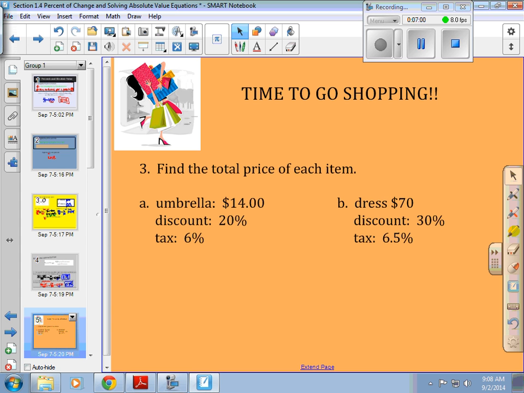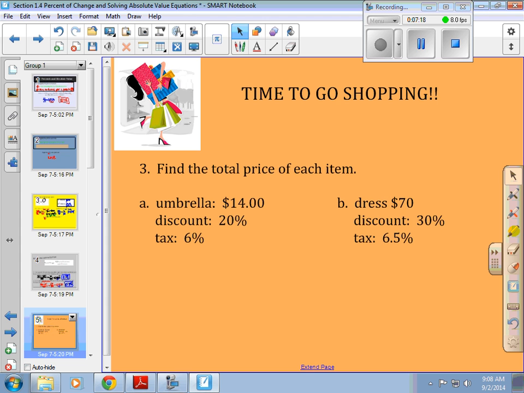Now, time to do some shopping, okay? What they want us to do is find the total price of each item. They give us the original, the discount, and the tax. Okay, so the first thing that we need to do is figure out the discount. What would I be paying after they take the discount, and then we need to add on the tax?